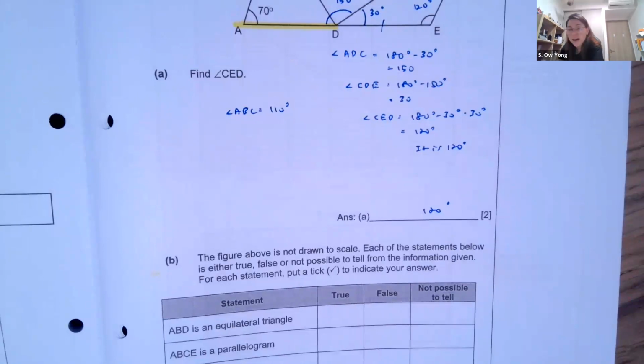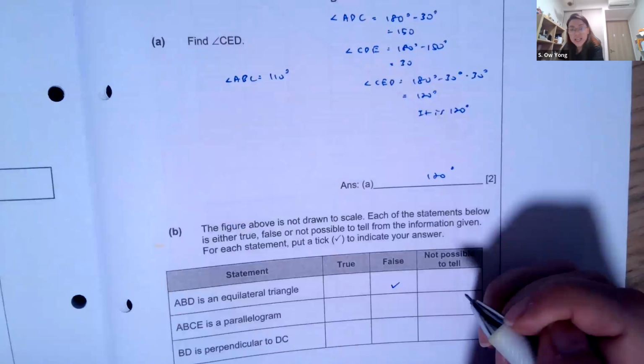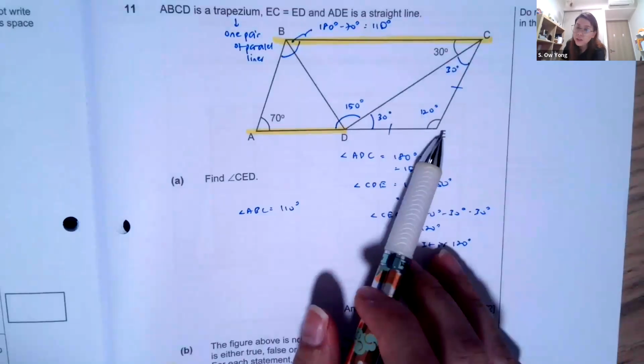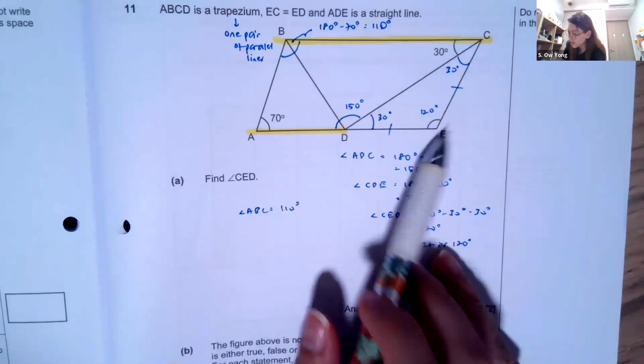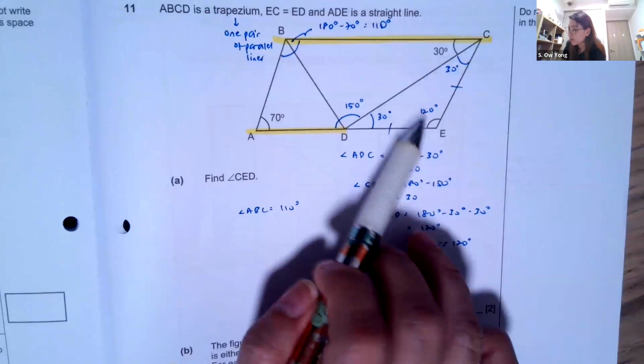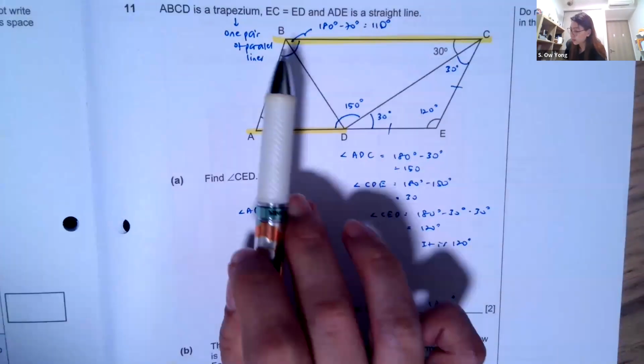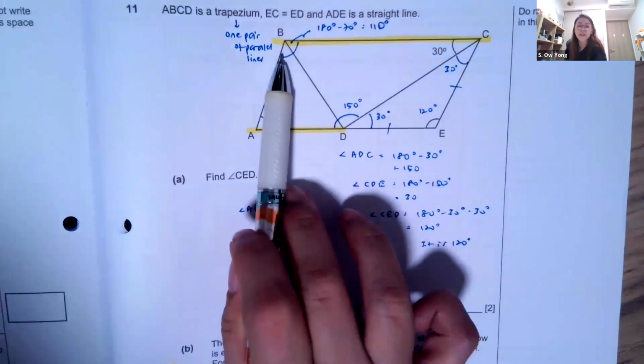Then they say ABCE is a parallelogram. Can it be a parallelogram or not? You cannot tell me not possible to tell, right? Because the numbers already tell you the diagonals are not the same. This is 120. I really can find 120. This one 110, I really can find it is 110. So this is still false.